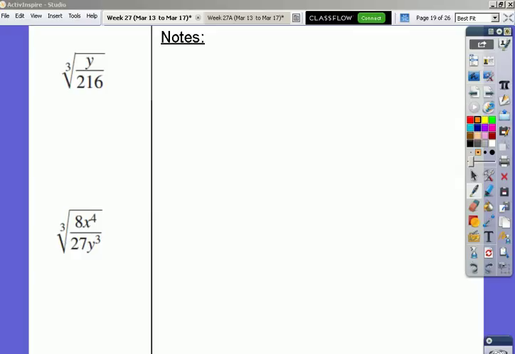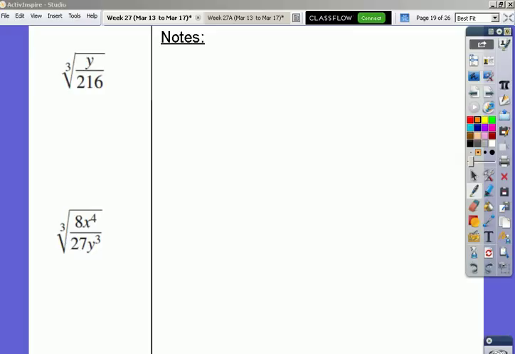Is 216 divisible by 3? Is it divisible by 9? Yeah, it is. So I'm going to go ahead and make a factor tree with 9. Okay, so it's divisible by 9. I'm going to make a factor tree with 9.